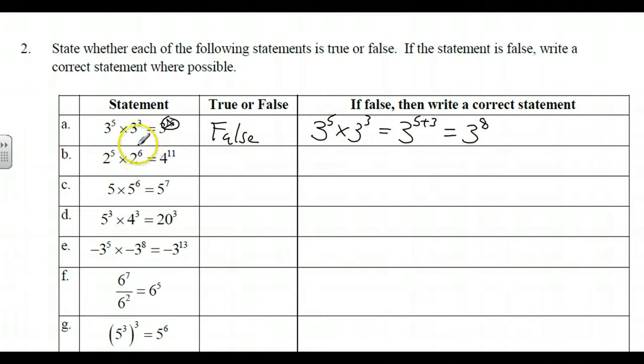When you multiply powers with the same base, you add the exponents, but you don't change the base, so this is false. 2 to the 5th times 2 to the 6th is 2 to the 5 plus 6, which is 2 to the 11.